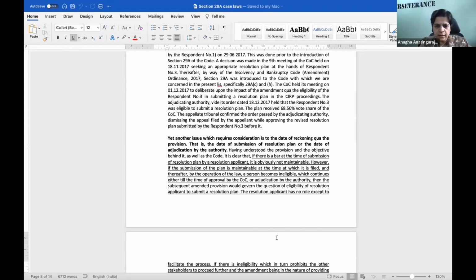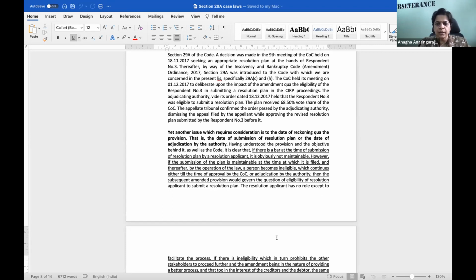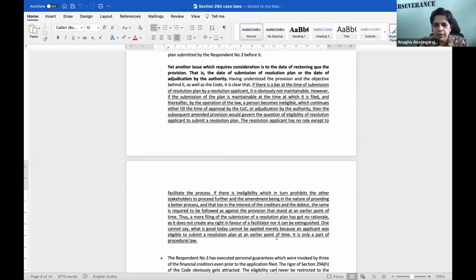So here it is held that if there is a bar at the time of submission of the resolution plan by a resolution applicant, it is obviously not maintainable. However, if the submission of the plan is maintainable at the time at which it is filed, and thereafter by operation of law a person becomes ineligible, which continues either till the time of approval by the COC or adjudication by the authority, then the subsequent amended provision would govern the question of eligibility of the applicant to submit a resolution plan. The resolution applicant has no role except to facilitate the process.